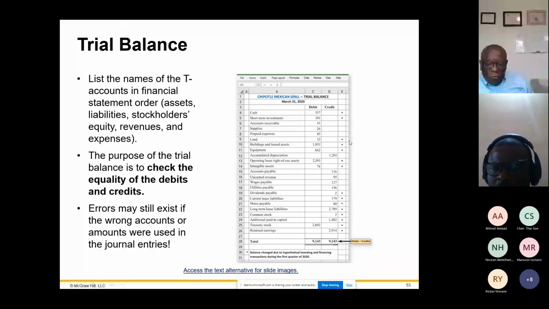But in those days when everything was done manually, this total definitely had to agree, and you had to make sure it agrees. An error may still exist if the wrong account was used in the journal entries. If the classification is wrong and the value you picked is wrong, then it will lead to wrong balances. We have to work manually until we make sure those balances agree.